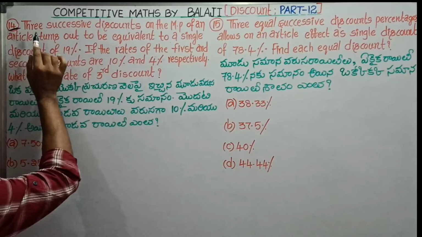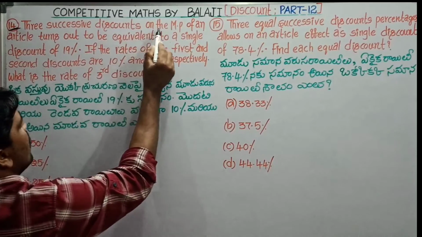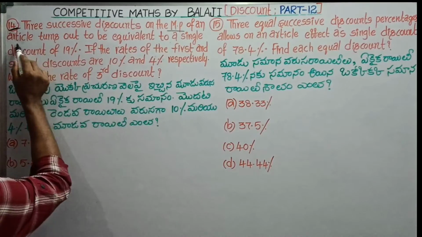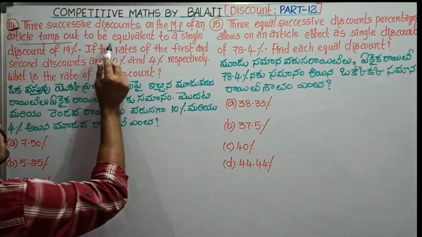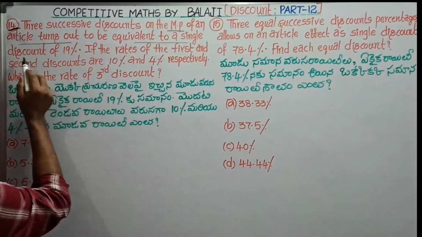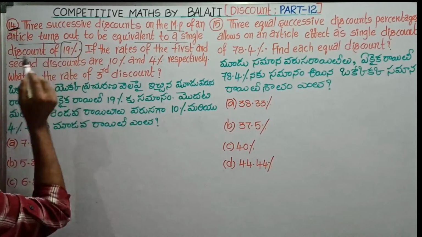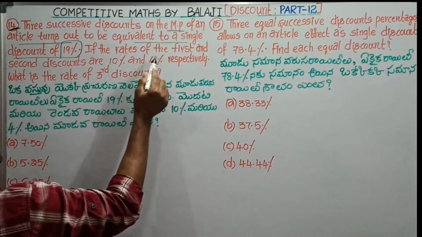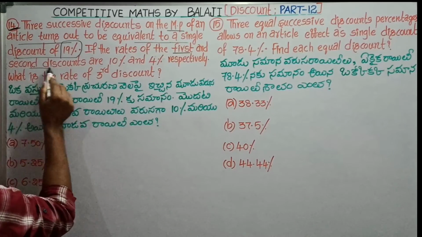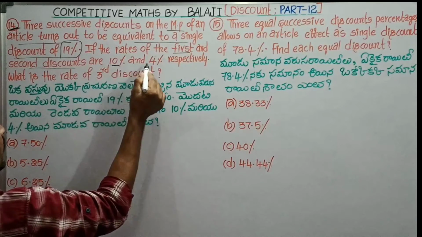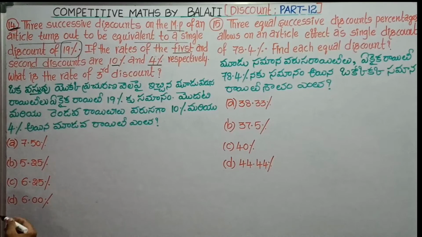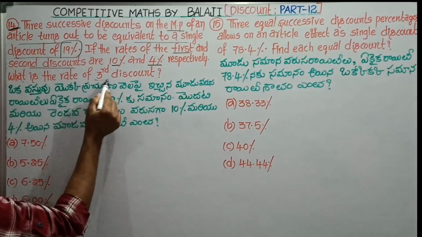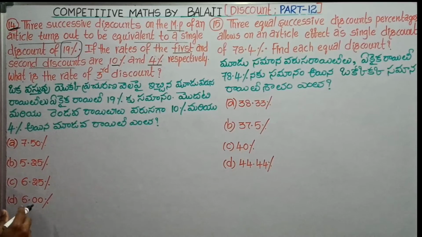14th question. 3 successive discounts on the market price of an article turns out to be equivalent to a single discount of 19%. If the rates of the first and second discounts are 10% and 4% respectively, what is the rate of third discount?